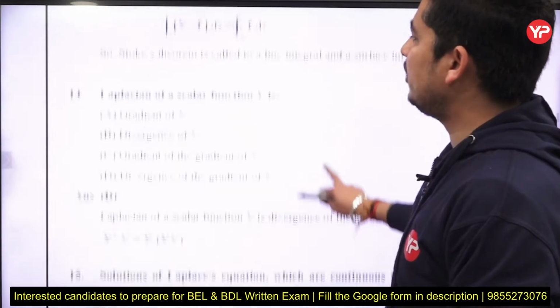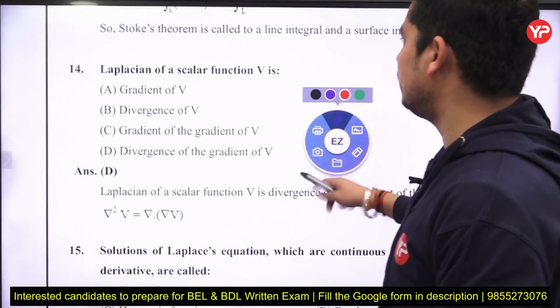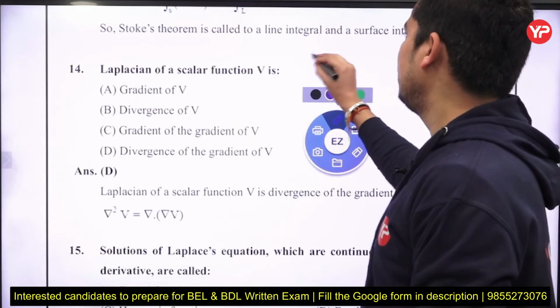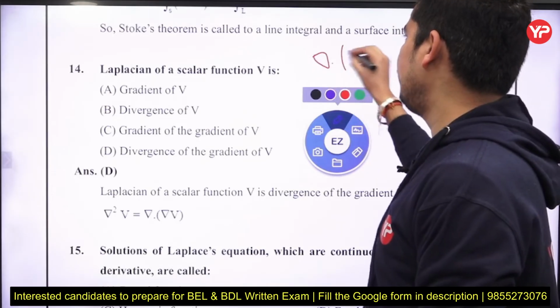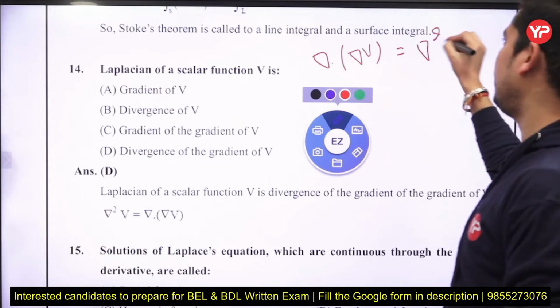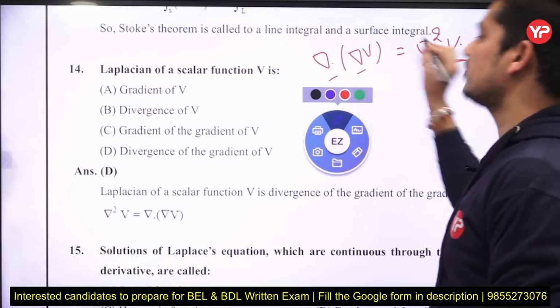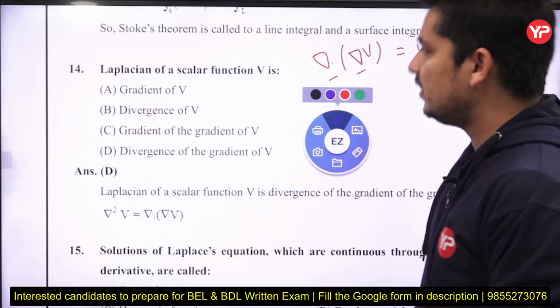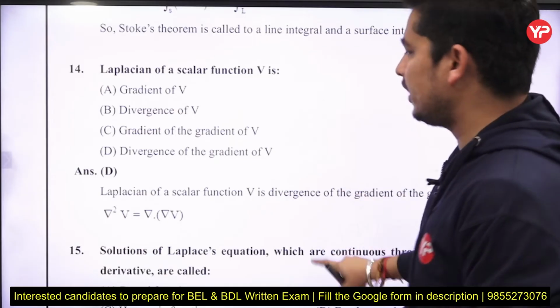The Laplacian of a scalar field. Remember one thing, the Laplacian operator is the divergence of a gradient. Sometimes we write it as del square V. So that is the divergence of a gradient. So what will be the answer? The answer will be D, divergence of a gradient.